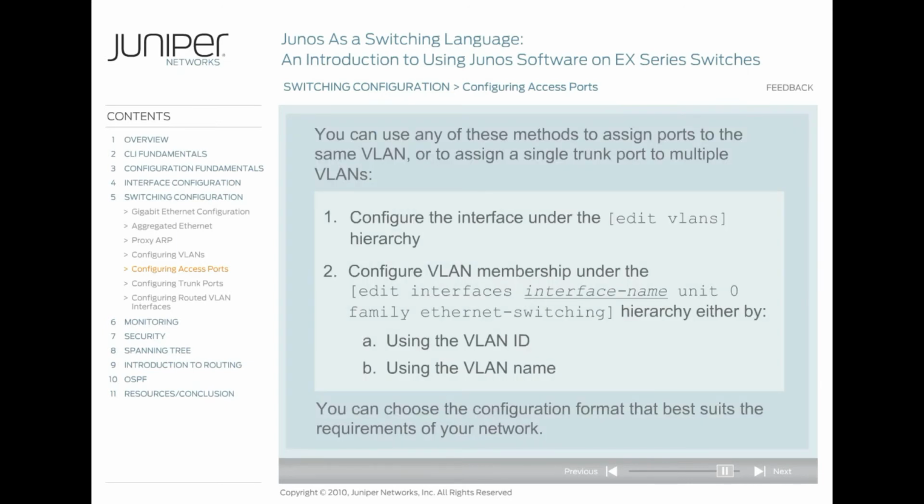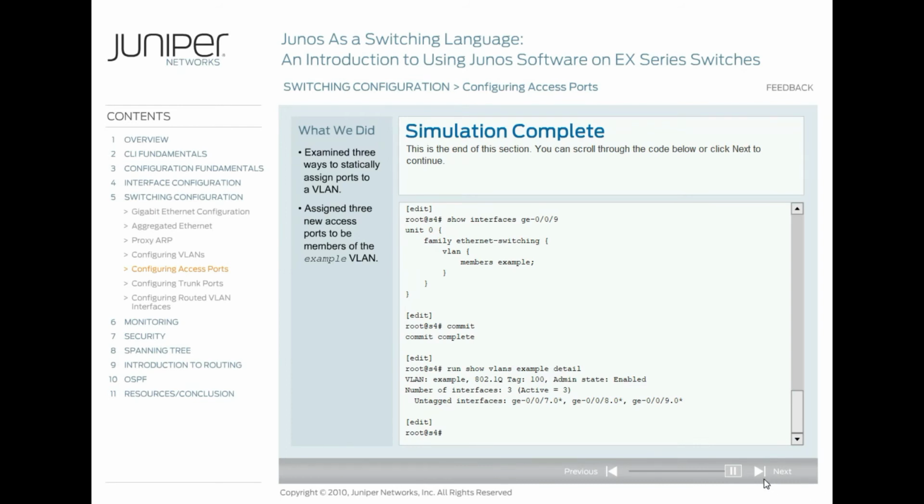You can use these different configuration methods to assign ports to the same VLAN or to assign a single trunk port to multiple VLANs. Junos gives you the flexibility to configure your device in the way that best suits the requirements of your network. This is the end of this section.